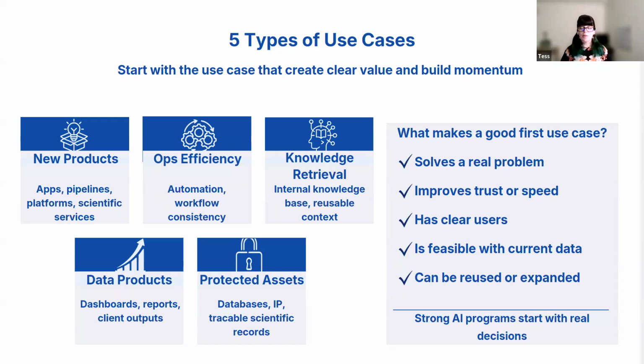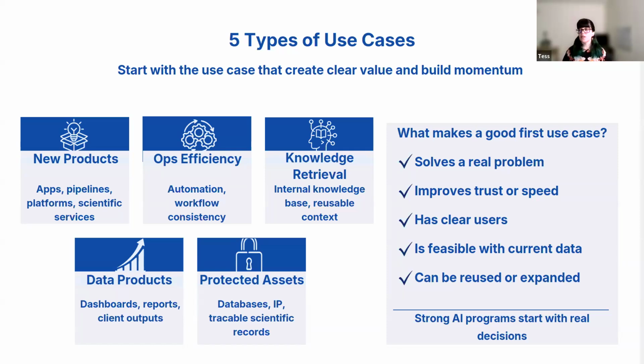So the 5 different types of use cases that we have are new products. So these are things like apps, pipelines, platforms, scientific services. Then we have things like data products, and these are probably the ones that most people are most familiar with. These are your dashboards, reports, and client outputs. Then we have operation efficiencies, and sometimes this one gets missed, but it's one of the most important ones, I would say. So this is about automation and workflow consistency.